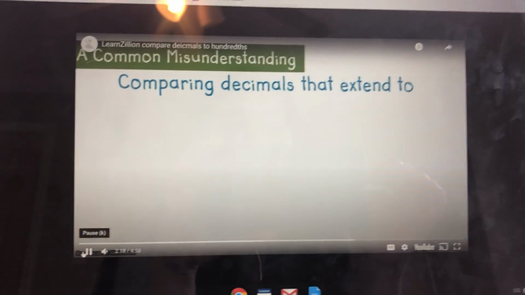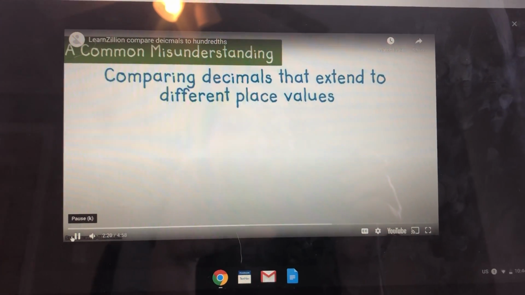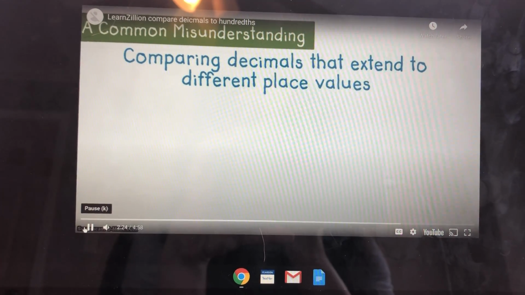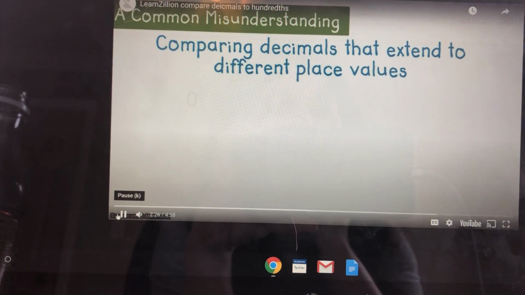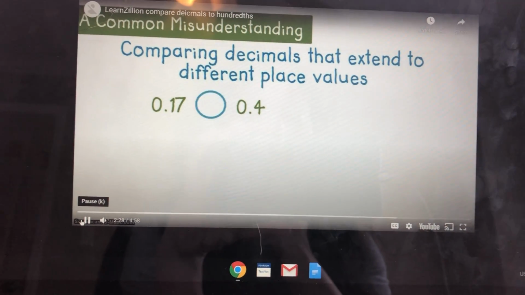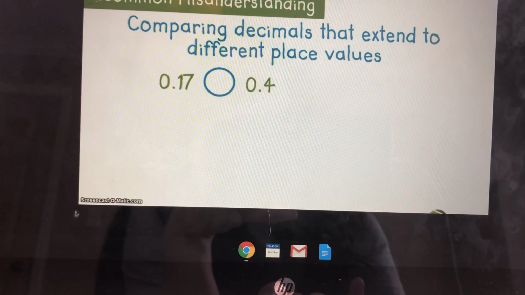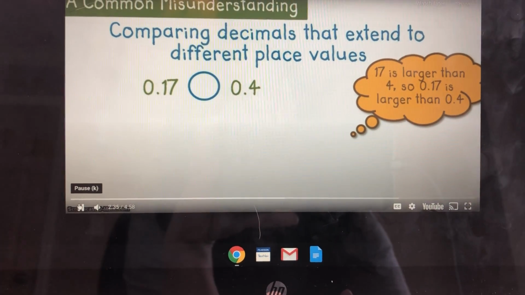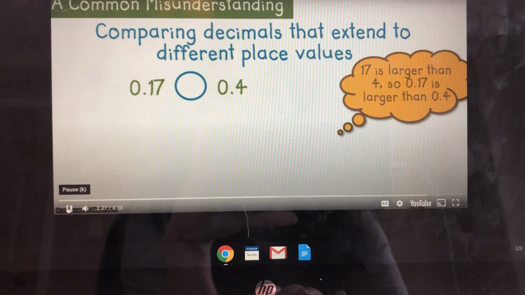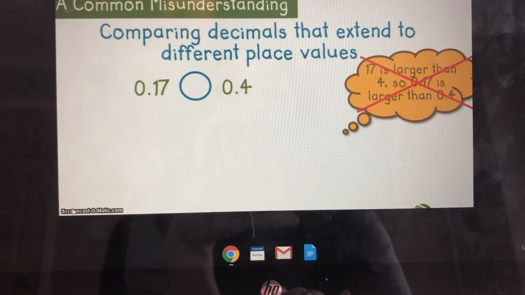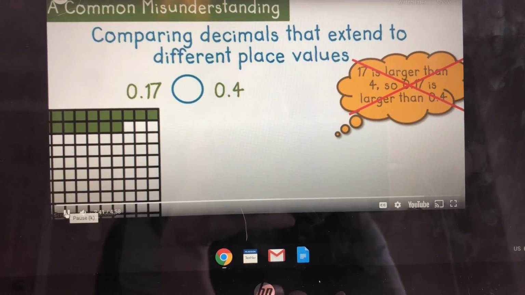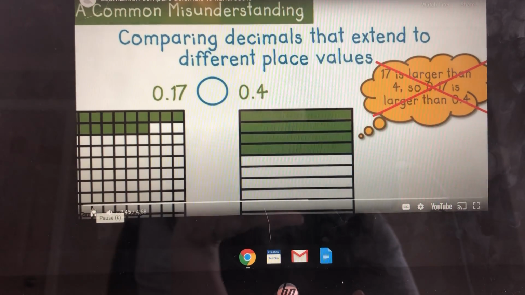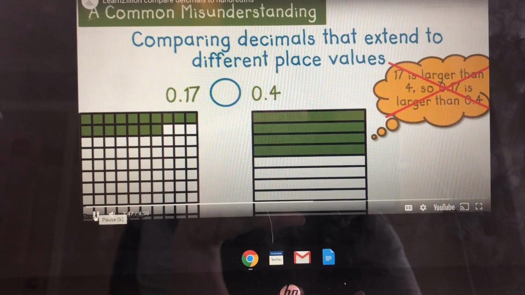A common misunderstanding is thinking that we can compare decimals that extend to different place values. Let's look at an example to see why this is incorrect. Here we're comparing 17 hundredths and 4/10. Some students may think that since 17 is greater than 4, then 17 hundredths is greater than 4/10. This is incorrect because we're comparing 17 out of 100 to 4 out of 10. We need to change the decimals so that they extend to the same place value.